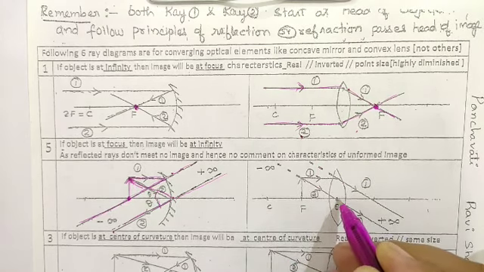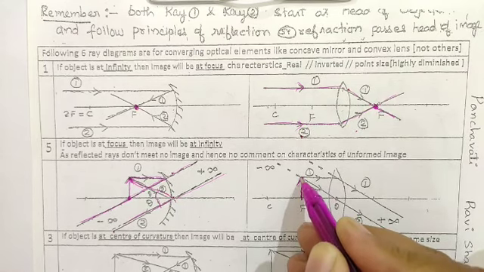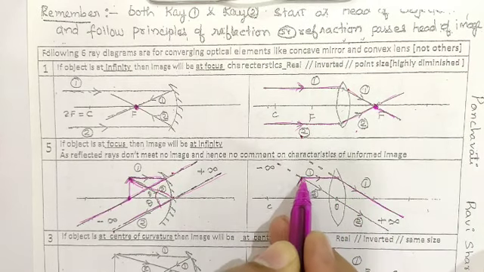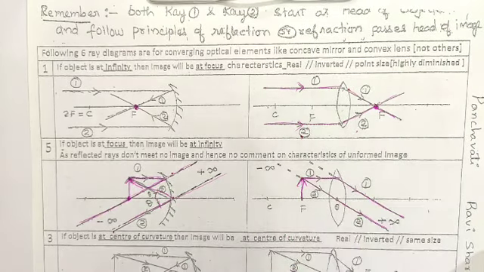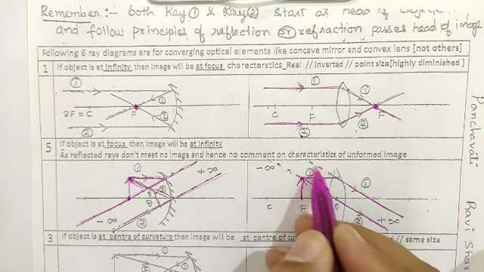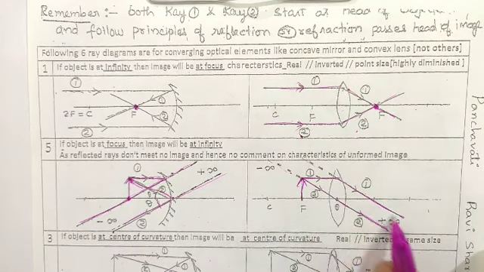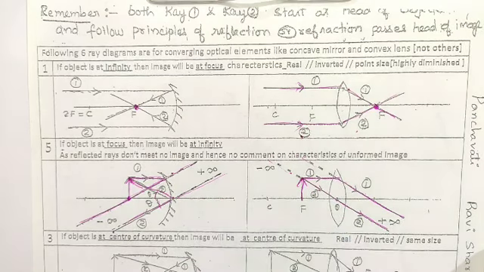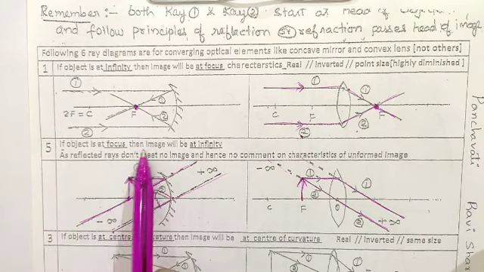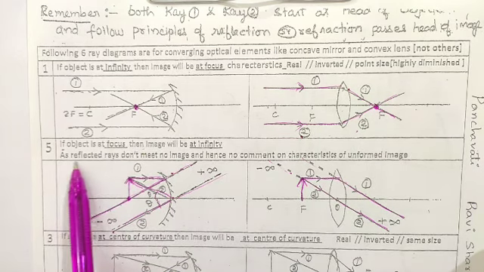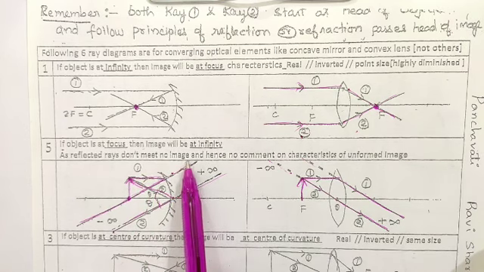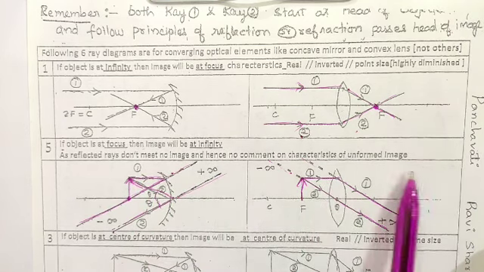Similarly, this is the convex lens and I keep the object at focus. One ray passes through focus. The other ray goes undeviated as per the rules of ray tracing. Now if you extend this ray, it's like a railway parallel track. So this will not meet here if you extend it, or if you extend it backward also they don't meet. So same story. If an object is at focus, then image will be at infinity. As refracted rays do not meet, image is not formed. Hence no comment on characteristics.